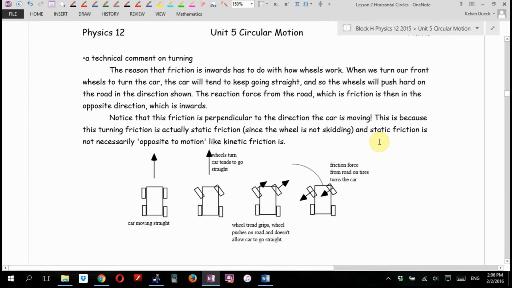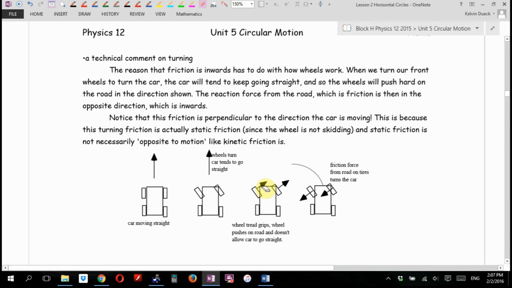Josh, here's your answer. A technical comment on turning. The reason that friction is inwards has to do with how wheels work. When we turn our front wheels, our car wants to keep going in a straight line. The wheels apply a force against the pavement in that direction because our car wants to keep going in a straight line. The pavement friction applies a force on the car in that direction, and that's what makes you turn around in a corner. That's Newton's third law, reactive force.